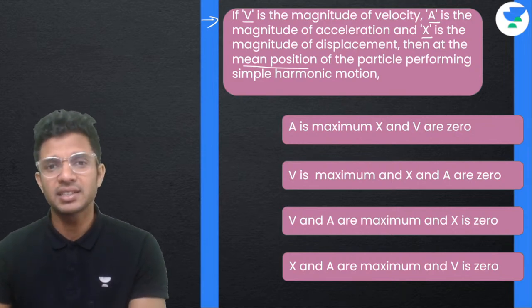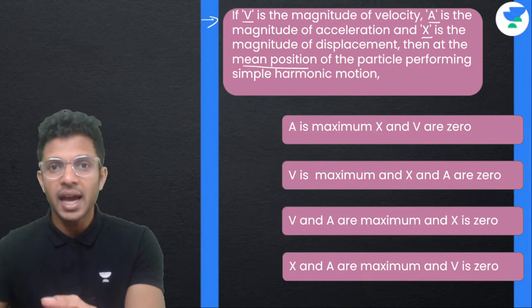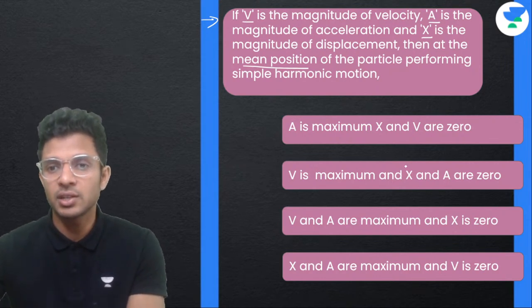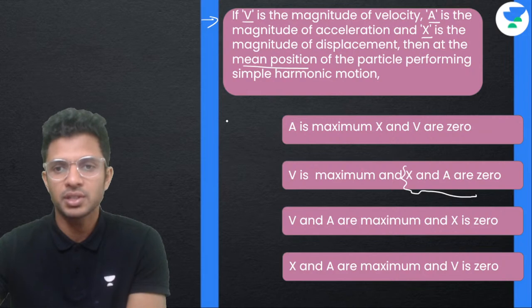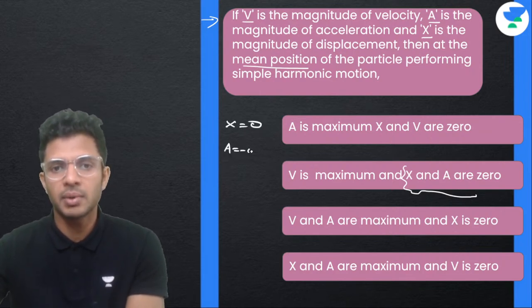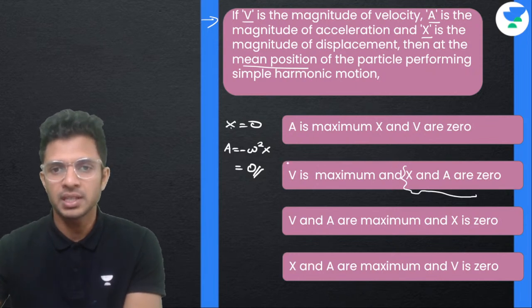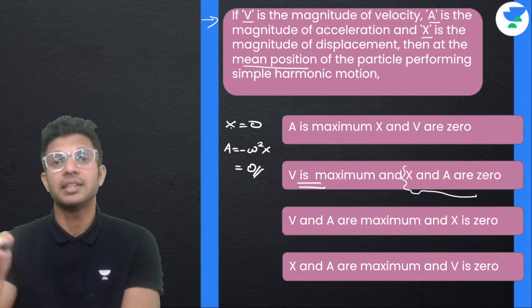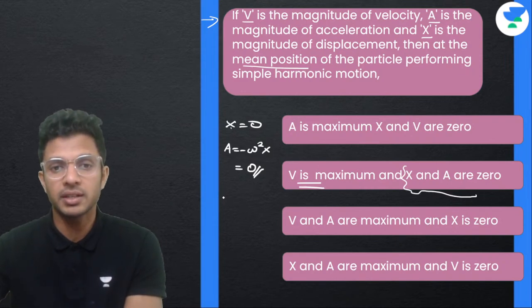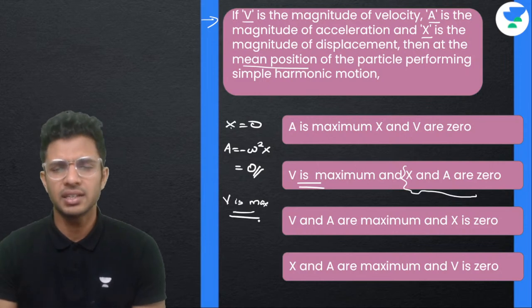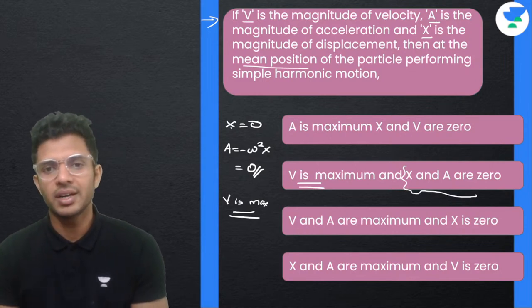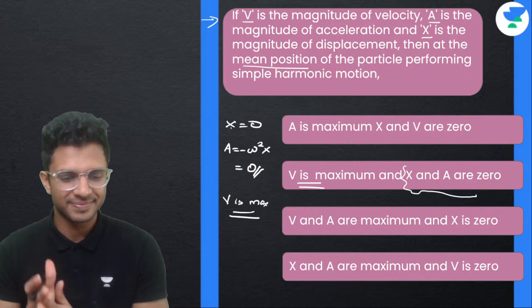We already discussed. At the mean position, acceleration and displacement obviously zero ho jayega. Mean position is the point where x is zero. And acceleration ka formula is equal to minus omega square into x. So if x is zero, acceleration be zero ho jayega. This already we know. And at the mean position or equilibrium position, velocity is maximum. We already have discussed this in the previous concept.